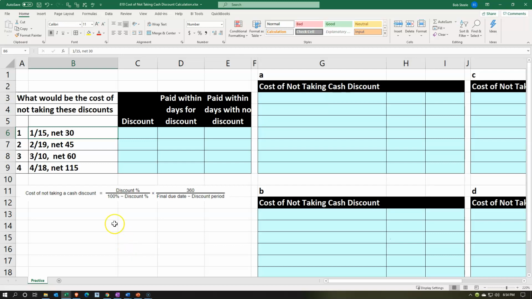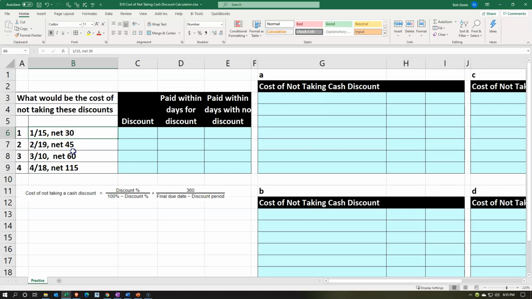Here we are in Excel. We have our information on the left-hand side. We're going to populate that information into our worksheet on the right-hand side. The information on the left is going to be the payment term. So we're going to assume that we're a customer, a business, and we purchased something from another business on account. Then we have the payment terms here.